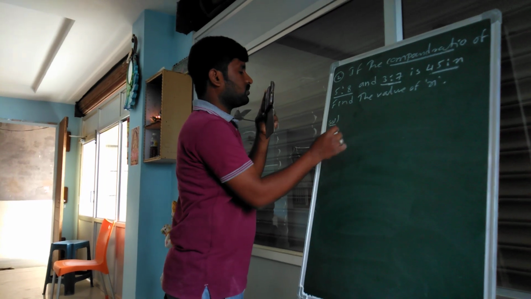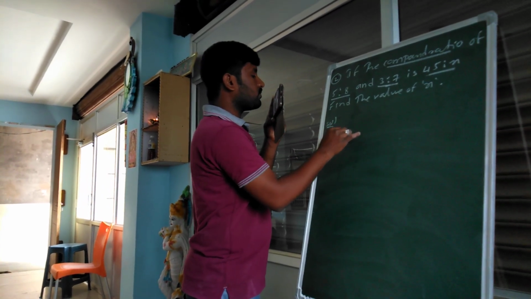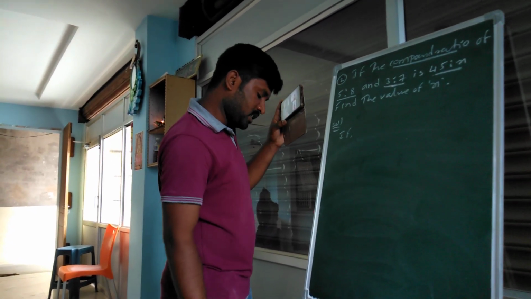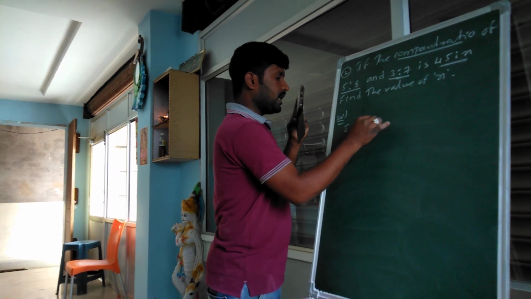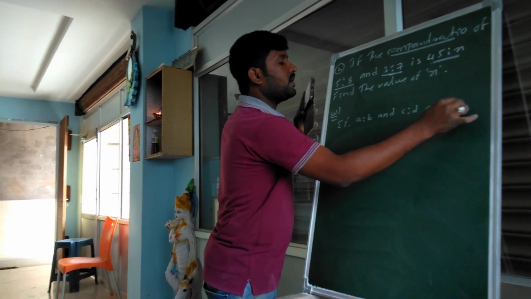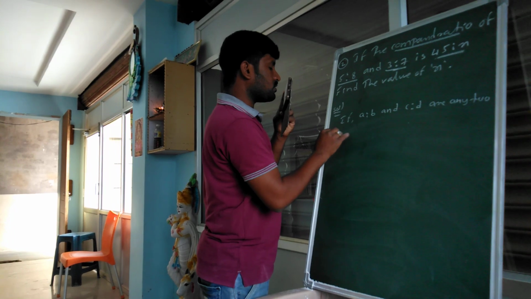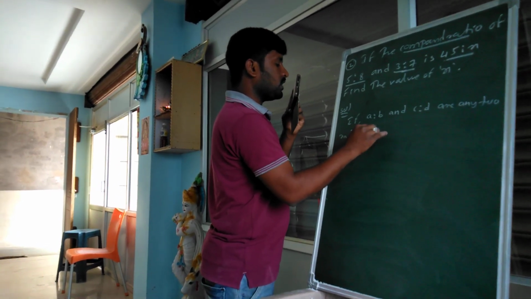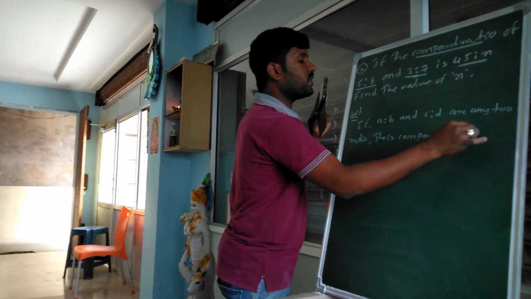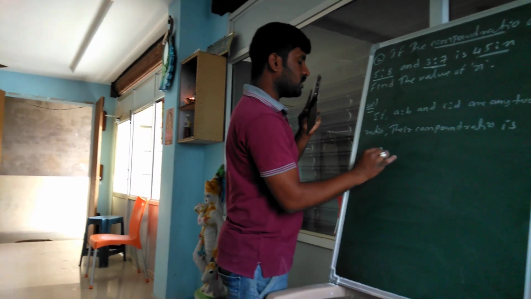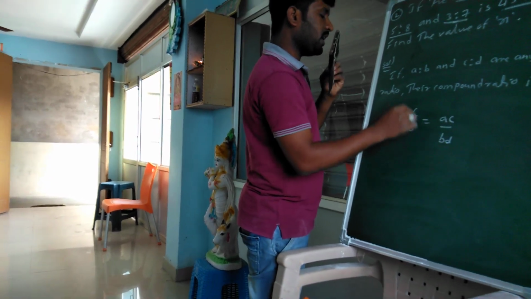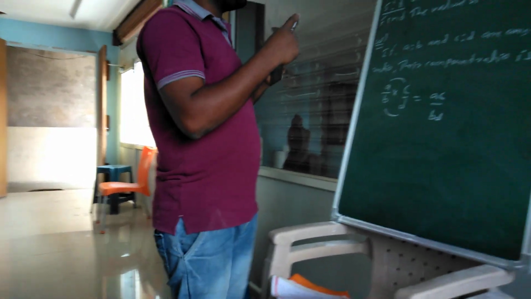We know, if A is to B and C is to D are any two ratios, their compound ratio is, that is, A by B into C by D is equal to AC by BD. Okay, what do we know, children?